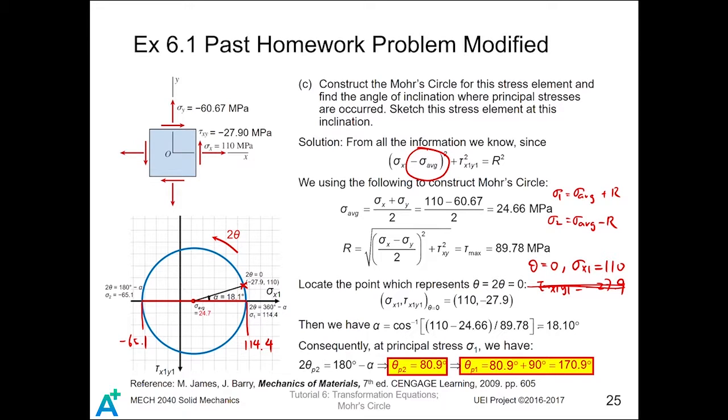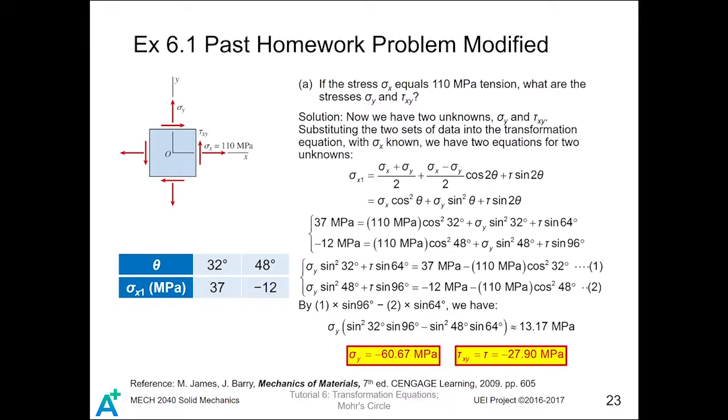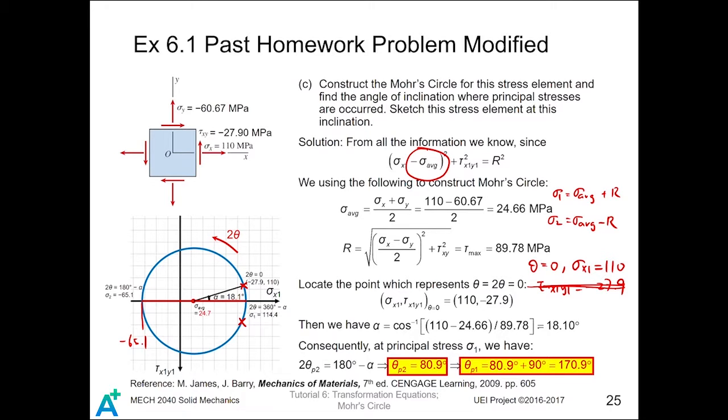However, you may wonder, okay, for sigma x1 equals 110 milliPascal, there is another possible point which is lying here. Then why can we confirm it is located here instead of here? The reason is that apart from considering the 110 milliPascal direct stress, we also consider the two given conditions, which is at 32 degrees, the direct stress is 37 milliPascal, while at 48 degrees, the direct stress is negative 12. So let's consider those two cases to see which one is correct.